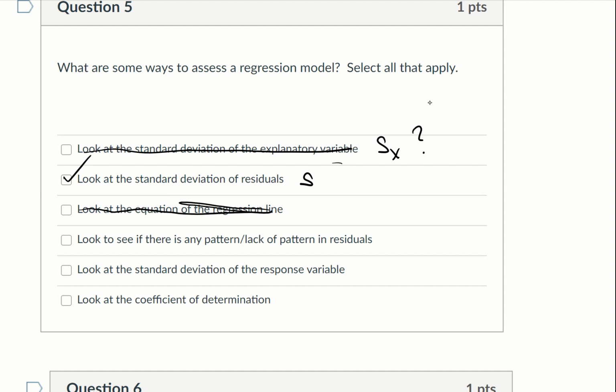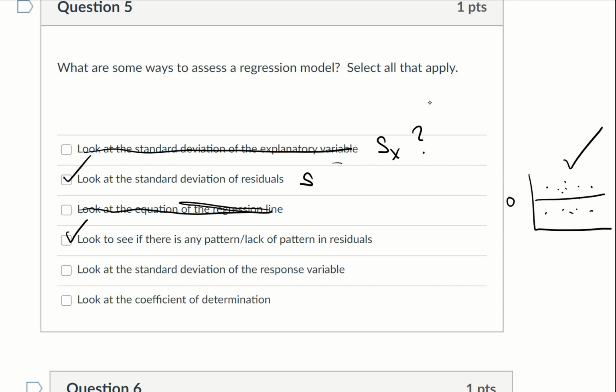Look to see if there's any pattern or lack of pattern in the residuals. Yes, this is correct. So remember, when you're looking for the residuals, you generally draw a residual plot. If there is a lack of pattern in the residuals, then that indicates that it's a good model. And so look to see if there's any pattern or lack of patterns.